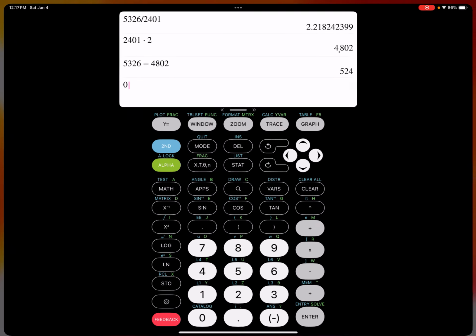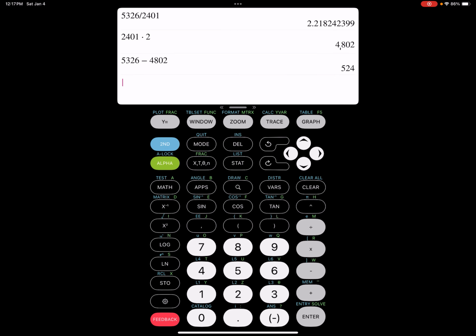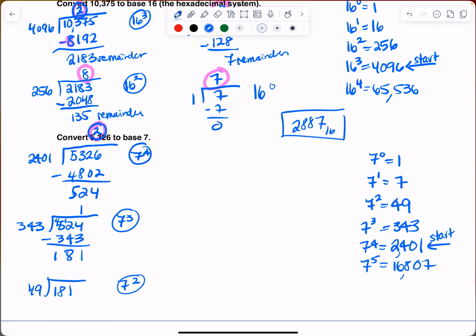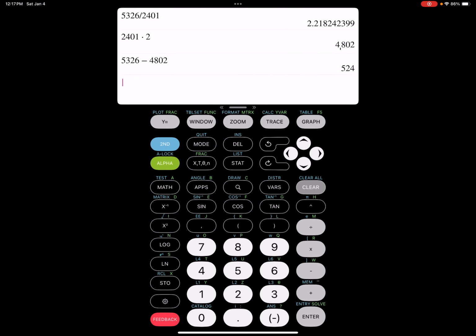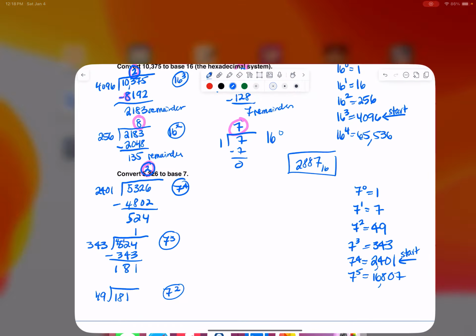Okay, so I didn't write that down. That's 181 divided by 49. So let's do that. 181 divided by 49 equals 3 and some change. I'm going to use the 3. 49 times 3 equals 147. And then I'm going to take 181 and subtract the 147 from that to get the remainder of 34. So I'll just write down what I just did.